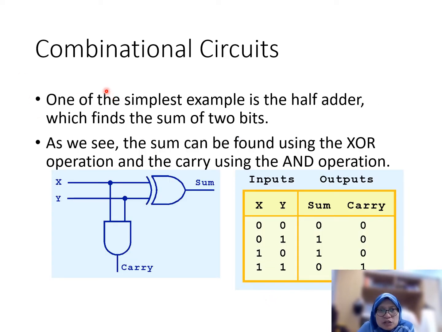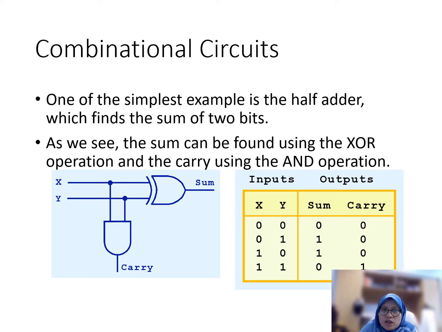Continuing with combinational circuits, one of the simplest examples is the half adder, which finds the sum of 2 bits. As we see, the sum can be found using the XOR operation and the carry using the AND operation. The half adder is usually used on the first bit of the operation.